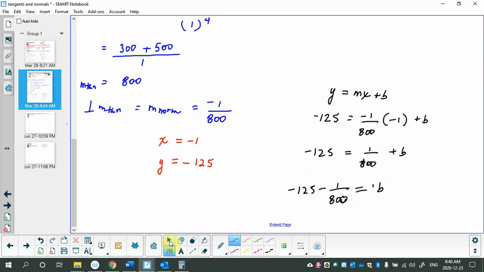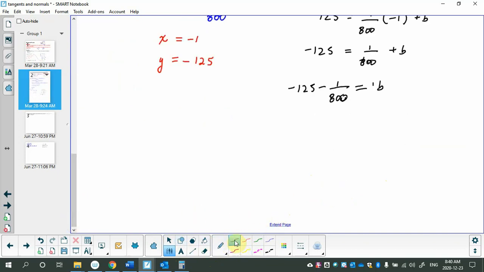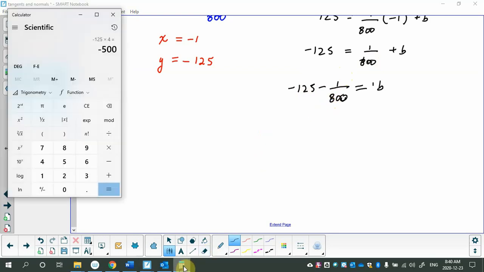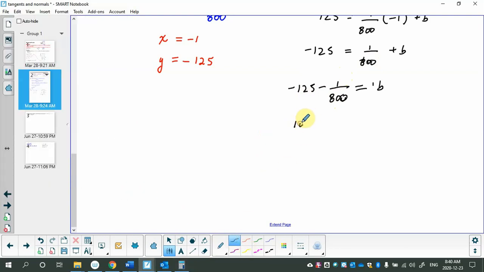And that will end up being negative 185 and 1 over 800. So I need to figure that out as an improper fraction instead of a mixed fraction. So 125 times 800 equals 100,000 plus 1. And it's negative, equals b.